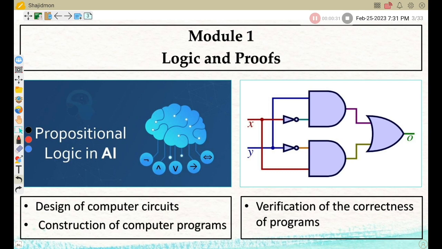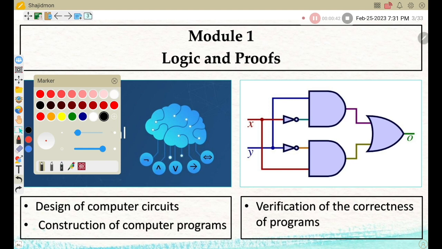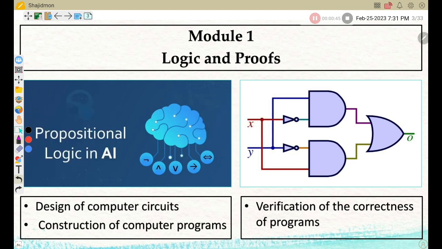First, you can see some applications that involve the topics in this module. Propositional logic is used in artificial intelligence, as you know. Also in different gates, we are using logic ideas, and also in the design of computer circuits, construction of computer programs, and verification of the correctness of programs. A lot of applications are there.